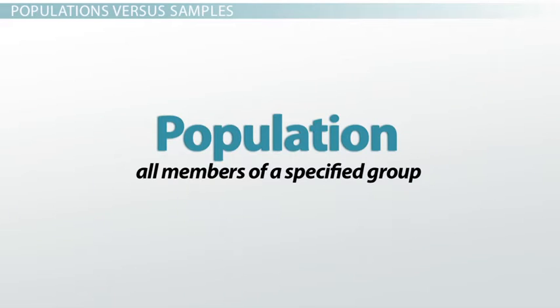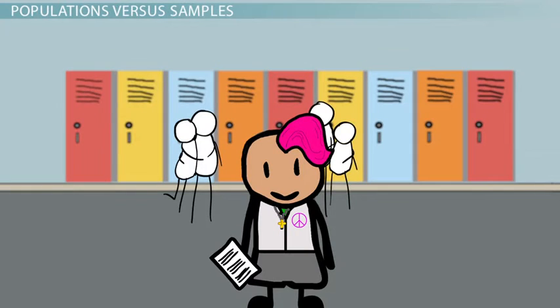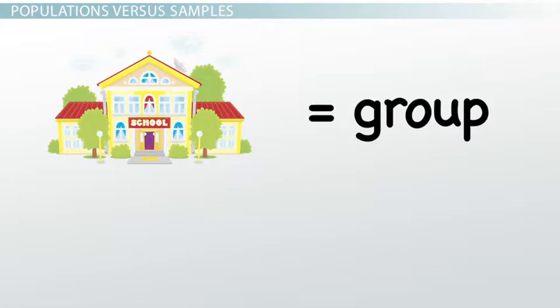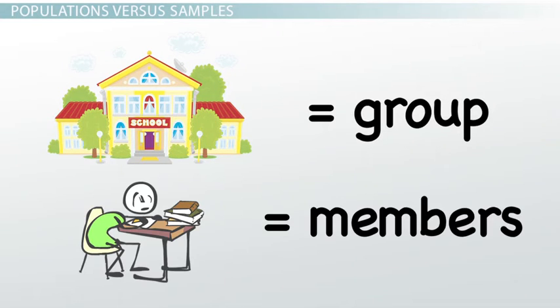A population is all members of a specified group. For example, if Jasmine wants to collect information about the students in her school, then the population would be all of the students in the school. The school would be the group in this particular scenario, and the members would be the students. Therefore, the population would be all of the students in Jasmine's school.